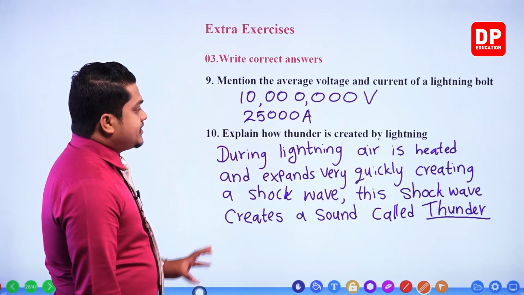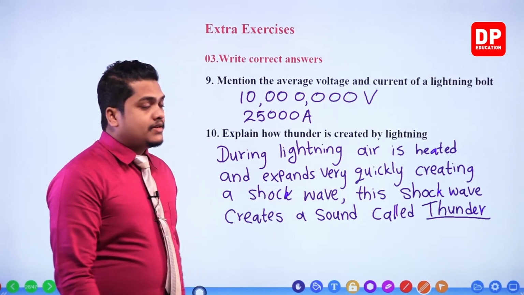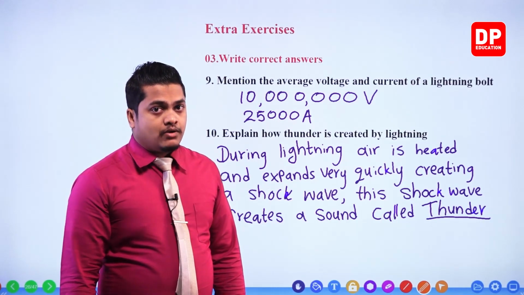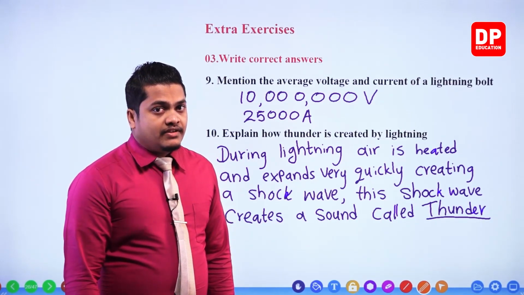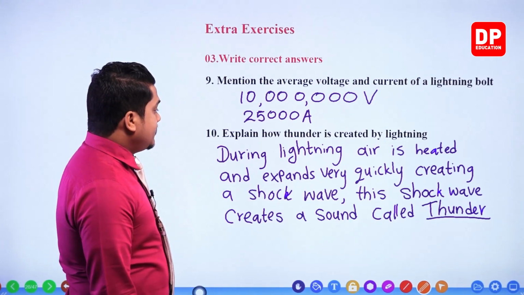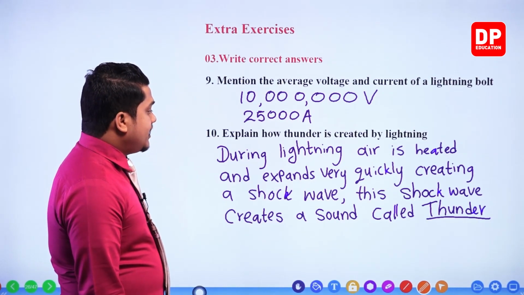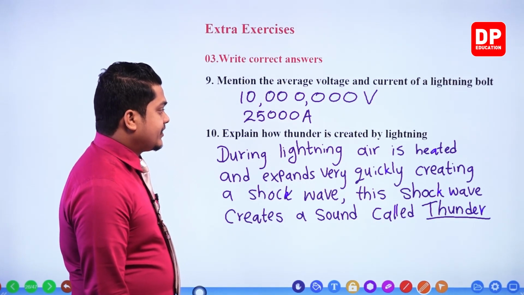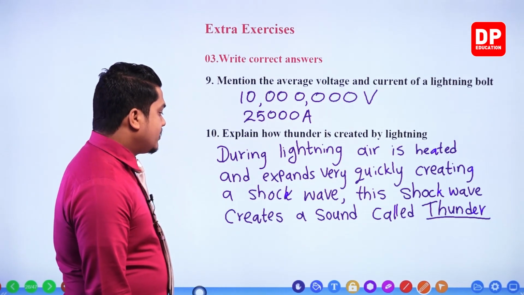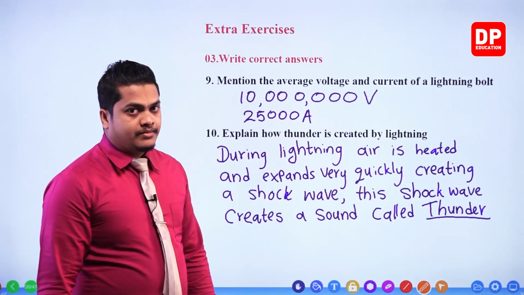So thunder is actually generated because of lightning, and lightning and thunder are created both at the same time, my dear children. However, we observe the light before the sound because light is traveling way more faster than sound. Okay, so once again, during lightning, air is heated and expands very quickly, creating a shock wave. This shock wave creates a sound which is called thunder, right?